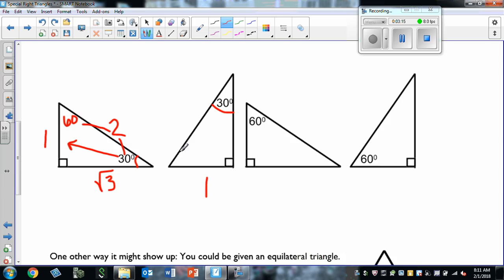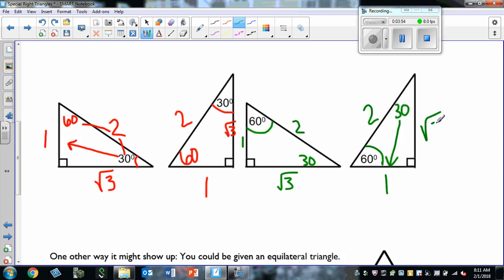30, so this gets a 1. 30 times 2 is 60, which makes this side over here root 3. Again, it can move around. I could give you the 60-degree angle. Okay, well, I still go in and I would recommend writing the 30. So this side gets a 1. 30 times 2 is 60. This gets a root 3. 60. I have a 30. 30 is across from here, so 1. 30 times 2 is 60, root 3.